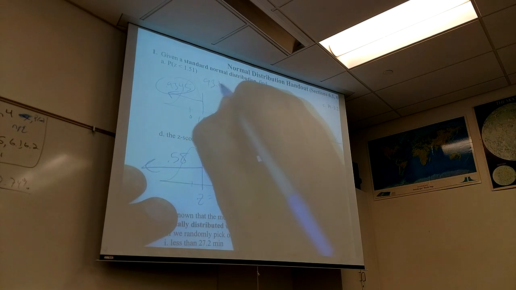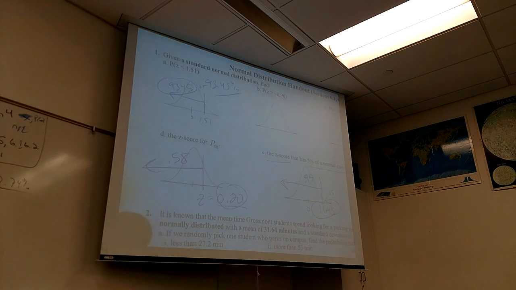What about 93.45%? Yeah, there's 93.45% of what? Of the z-scores below a z-score of 1.5. So if I had a test that was normally distributed, what percentage of the students had a test score that would have a z-score less than 1.51? 93.45%.